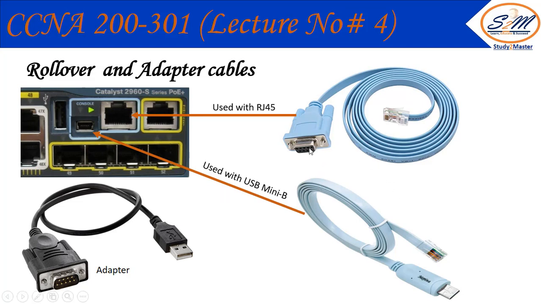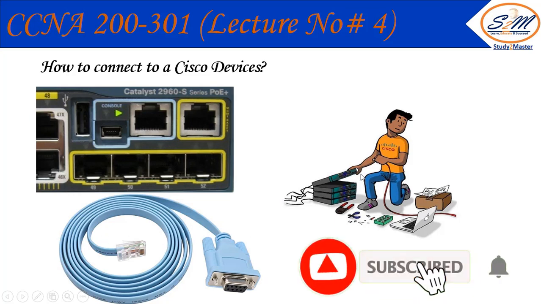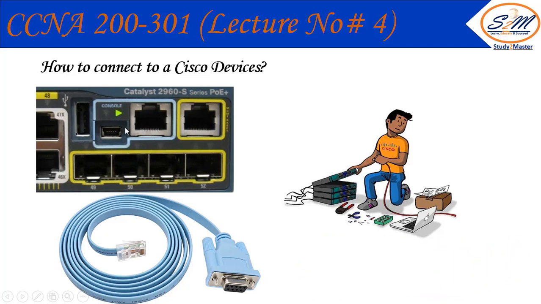Today's computers are not manufactured with a built-in DB9 connector, so instead we use an adapter in order to make a connection to a Cisco device or router. This engineer tried to make a connection between Cisco devices or Cisco switches via his Mac computer, using a rollover cable. So either they are using RJ45 or a USB mini. This is a Catalyst 2960 series PoE switch.